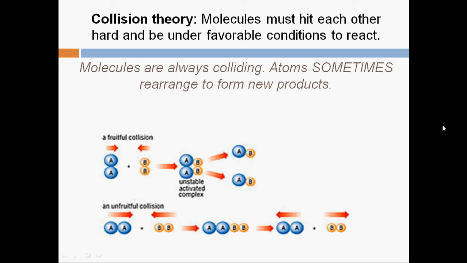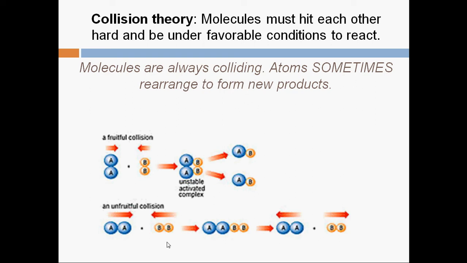So molecules are very frequently colliding with each other, but depending on the conditions, they may or may not form new bonds and create new substances. So we see with this upper collision, the way that the two molecules hit each other worked out really nicely so that we could get a reaction and form two new substances. Whereas in this lower reaction, we see that just the way the two molecules hit each other, it didn't really favor an actual chemical reaction and a change of substance as a result of it.